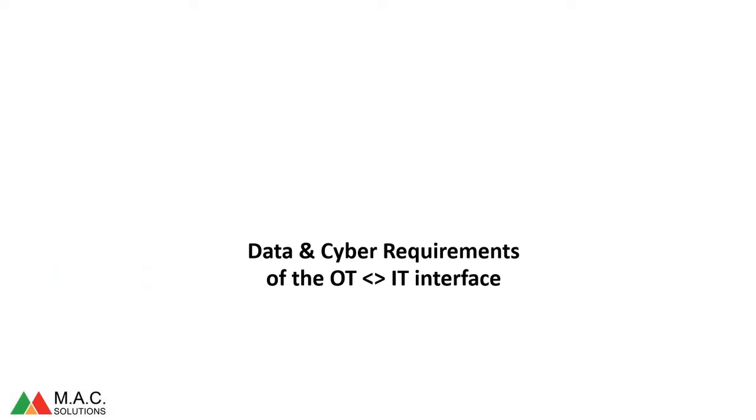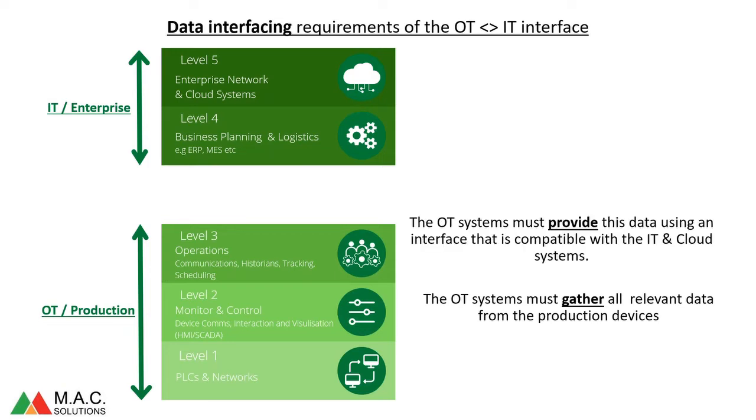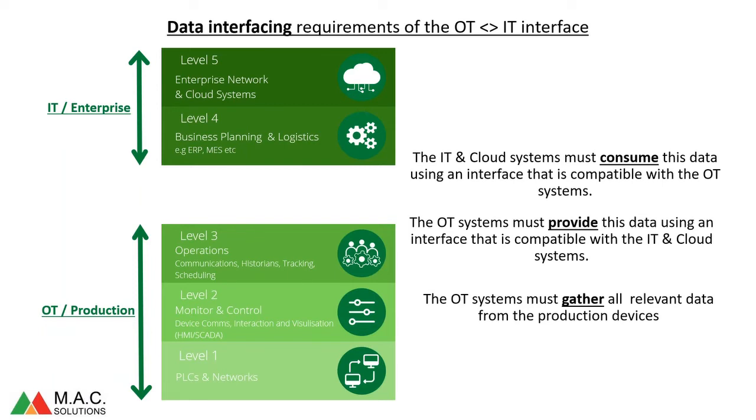So what are the requirements of that interface between the IT systems and the OT systems? Well, the OT systems are responsible for gathering the data from the production devices and providing that data upwards to the IT systems. And the IT systems are responsible for consuming that data, and both the provision from the OT system up and the consumption from the IT system down must be using an interface that's compatible with the other side.